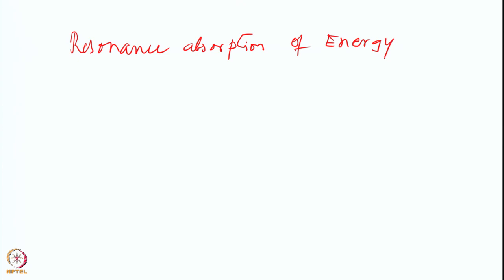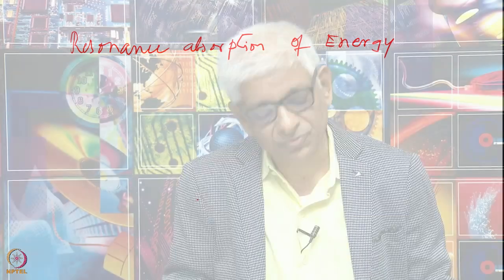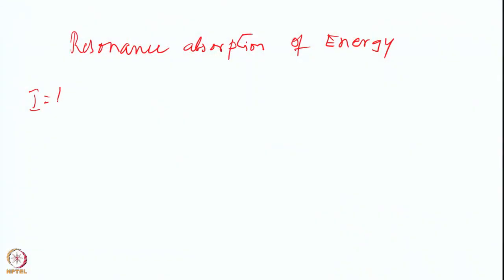Now we consider the NMR experiment, that is, the resonance absorption of energy. What is resonance absorption of energy? We can look at it in two different ways. The easier one is to look at it in the quantum mechanical picture. Again, we will consider I equal to half. First, we have the two states, and this energy difference is equal to delta E. We say delta E is in the radio frequency regime.